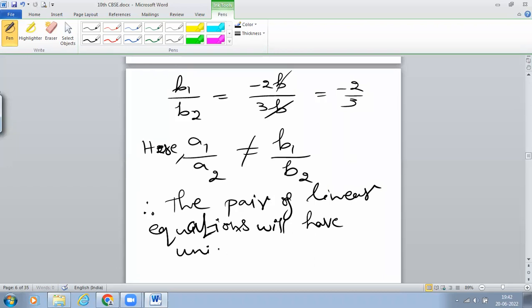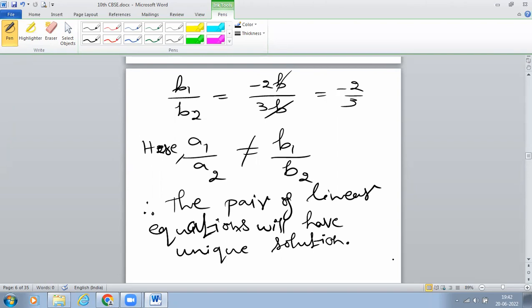Since it has a unique solution, they are asking us to find it using which method? The cross multiplication method. Now we are going to do it using the cross multiplication method. Shall we start? Now listen carefully.